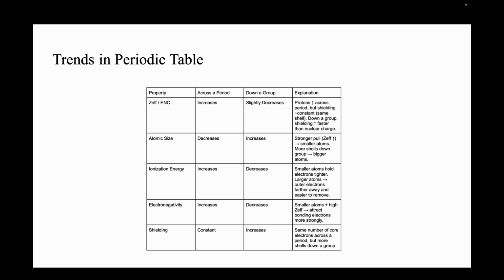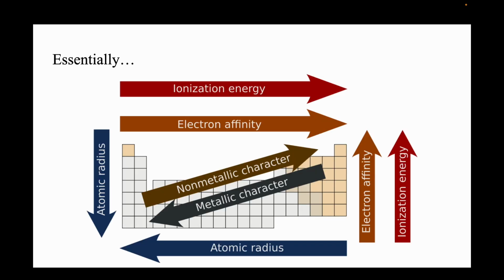Again, this is very important information. This describes most of the trends that occur in the periodic table. This is going to help you with the quiz, the test, and all of the future chemistry units. So essentially, in this picture, we can see everything that's going on. Atomic radius decreases across a period. It increases down a group.